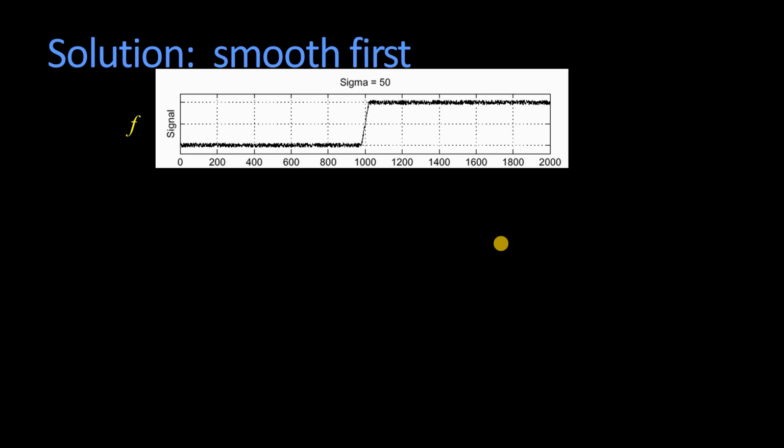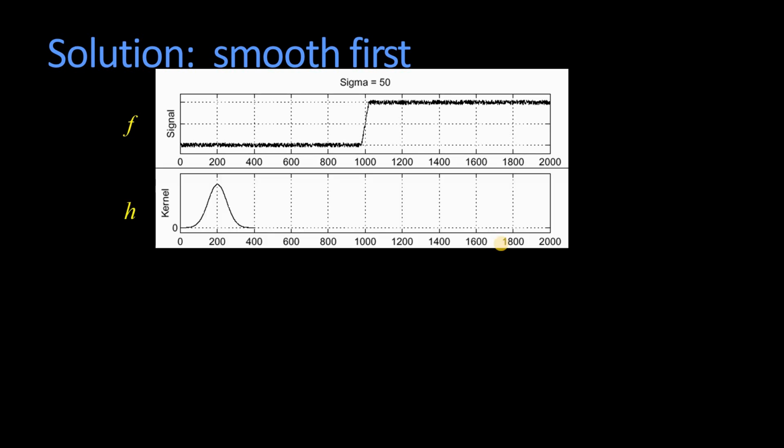So remove the noise. This is your original noisy signal F, and you take a kernel. This over here is a Gaussian kernel. If you remember, a Gaussian kernel is basically a two-dimensional mountain. The original Gaussian kernel in signal processing is something like a bell-shaped curve you see over here. So this is the kernel.